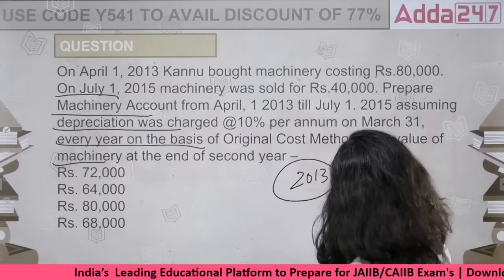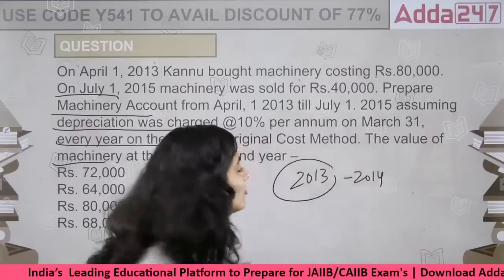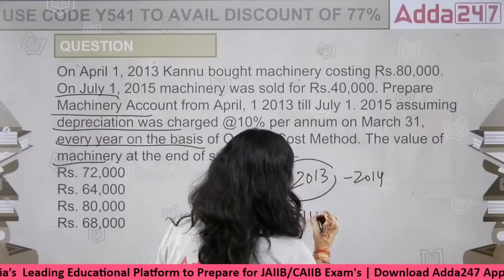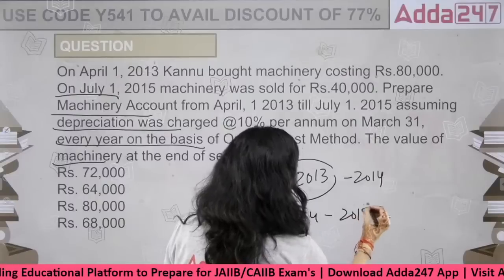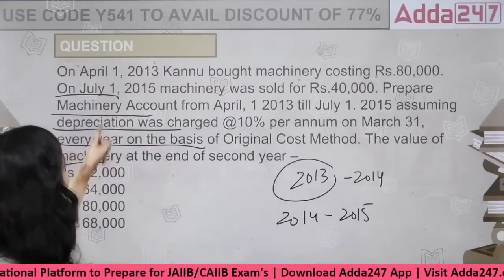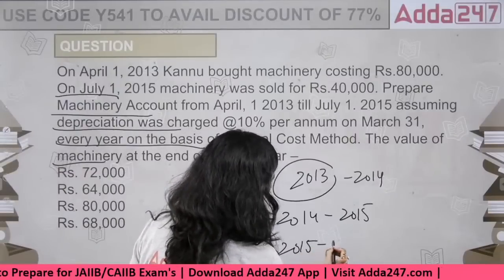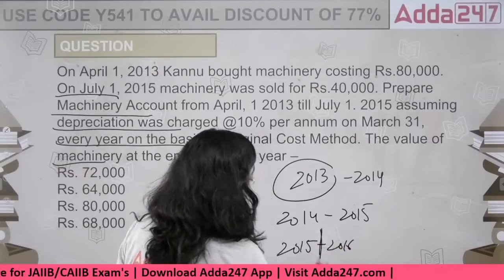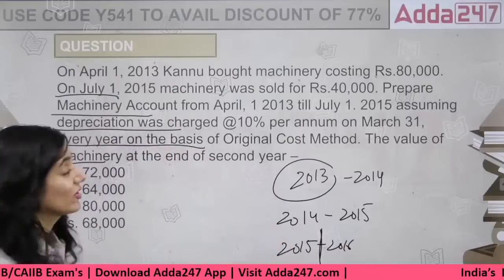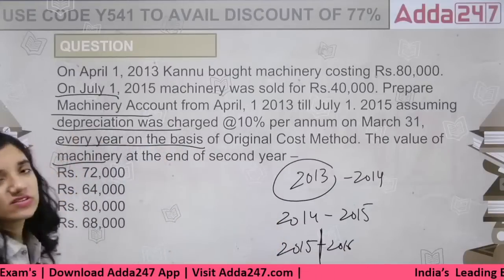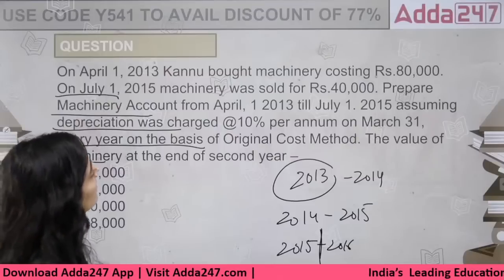2013 to 2014 is the first year, and then let's look forward. 2014 to 2015 is the second year. When are we selling it? We are selling it in the next year, that is in 2015 to 2016. Somewhere in the middle, we are selling this particular asset, actually by the end of the first quarter, right? So now prepare the account.